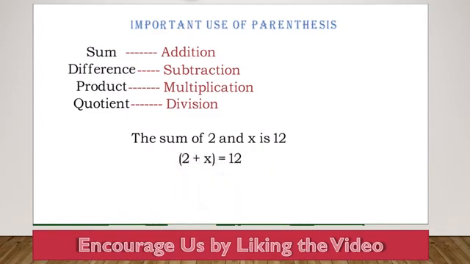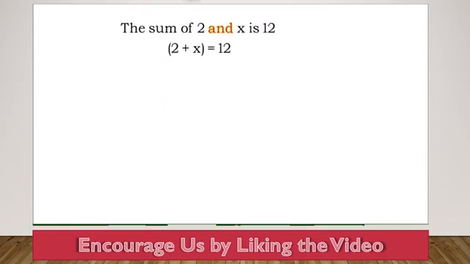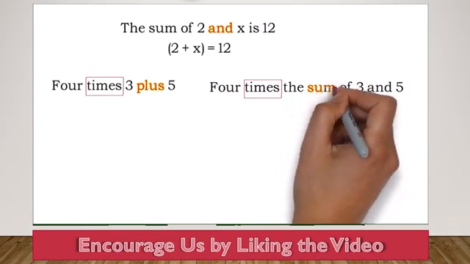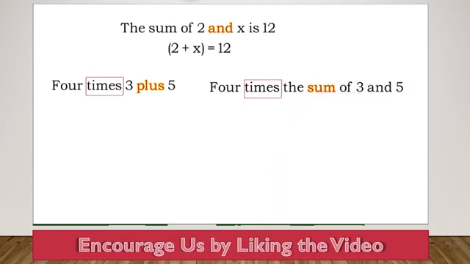So here we can write it this way. Notice that "and" is what is between the two numbers that we are adding. Let's look at these two statements. 4 times 3 plus 5, and 4 times the sum of 3 and 5. We notice that in both cases we have two operations. We have times, which means multiplication. We have plus for the first statement and sum for the second statement, both meaning addition. These statements do not mean the same thing and will not yield the same results.